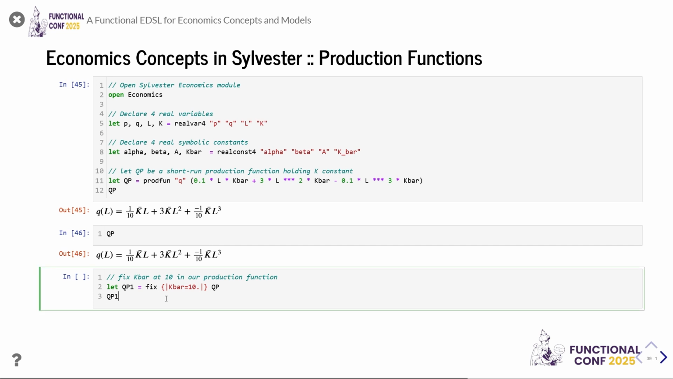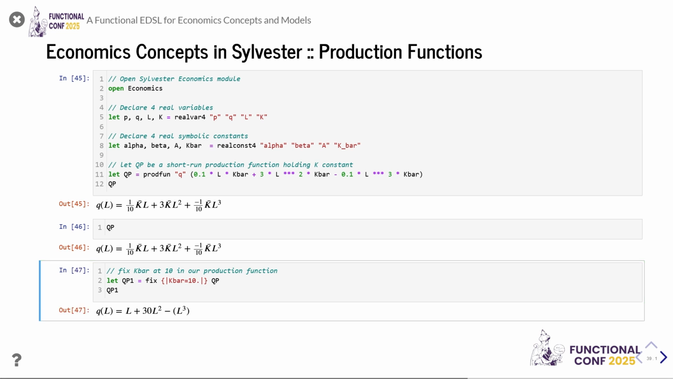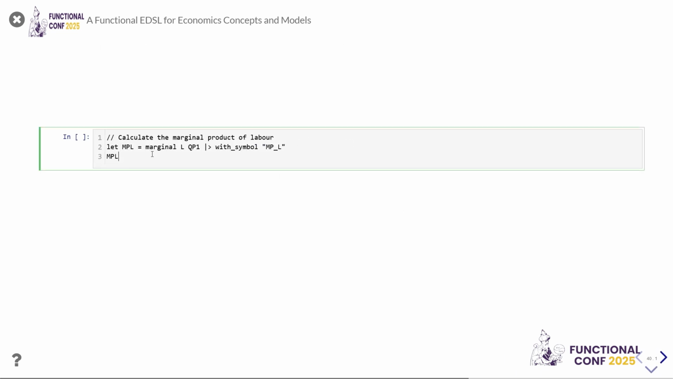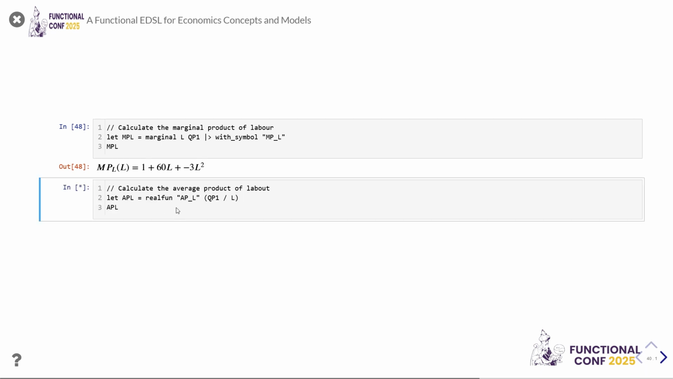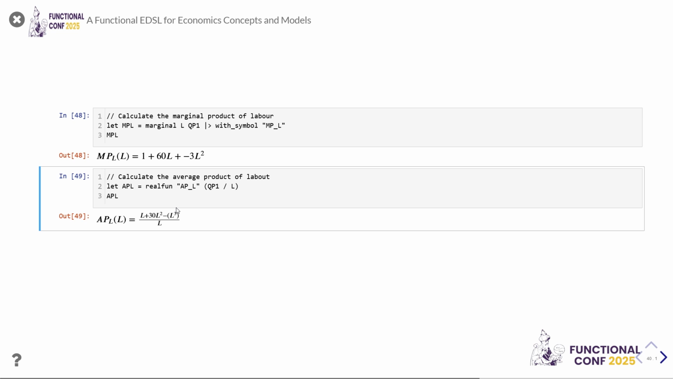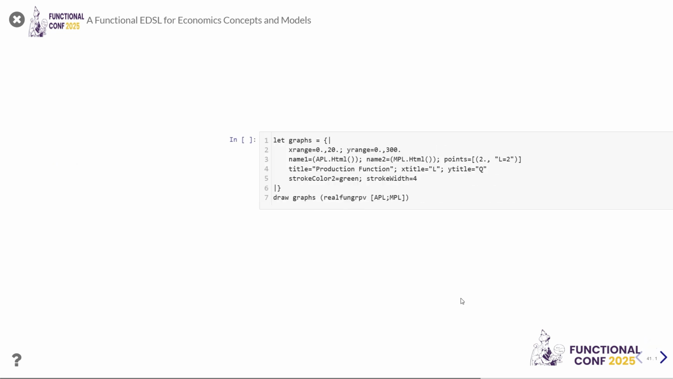Okay, and what we can do is fix that particular k bar variable. We can fix that at 10. And what we get back is a function of a single variable now. Okay, and we can calculate stuff, like the marginal product of labor. So we're basically differentiating with respect to L. And the average product, we're just dividing. So this is how you calculate these sort of measures in Sylvester.